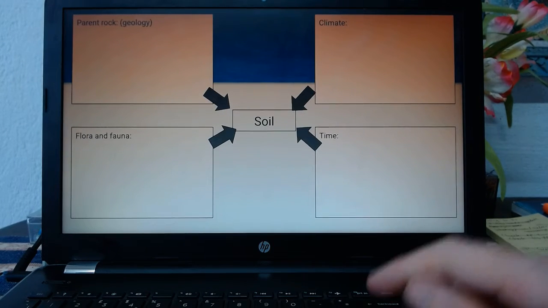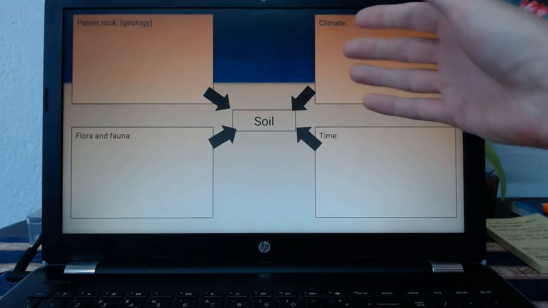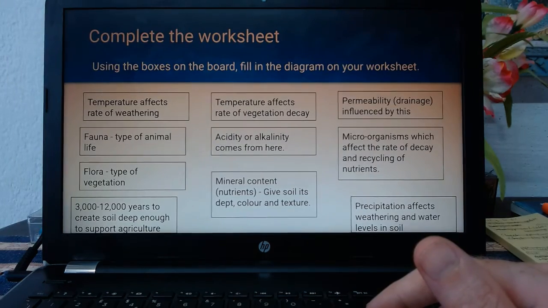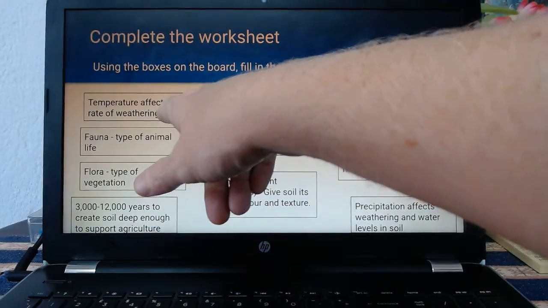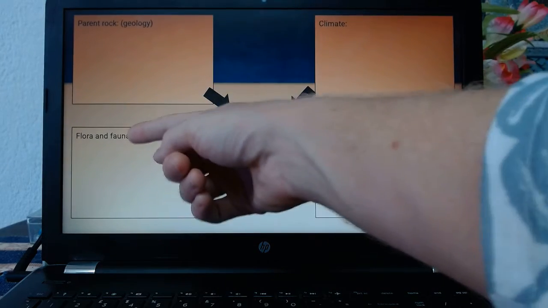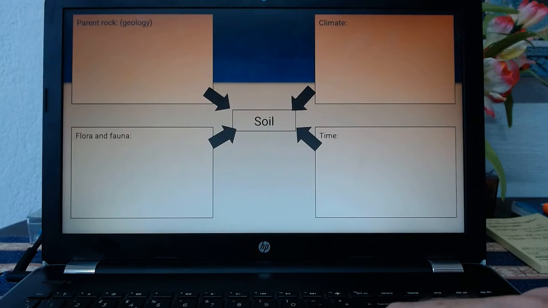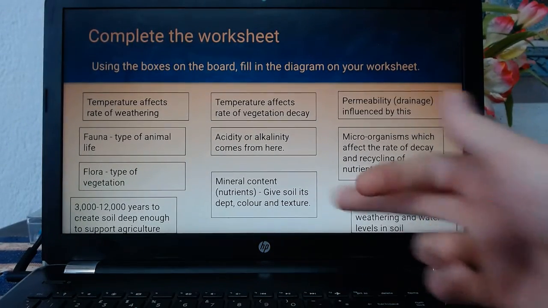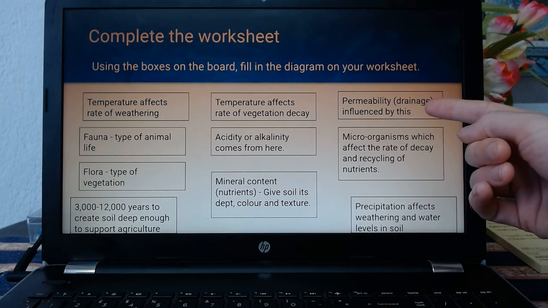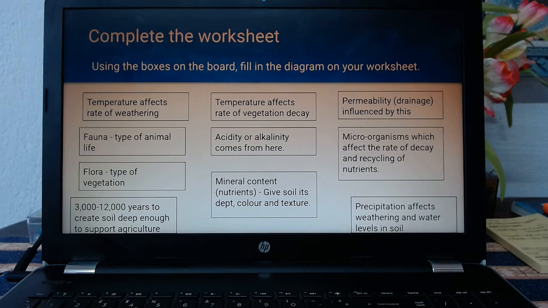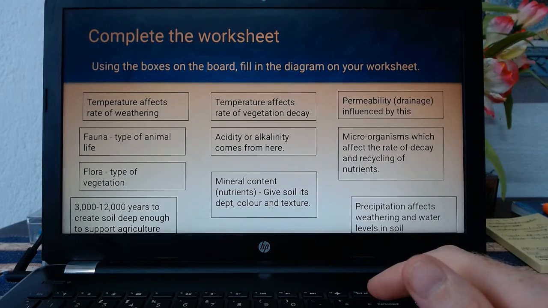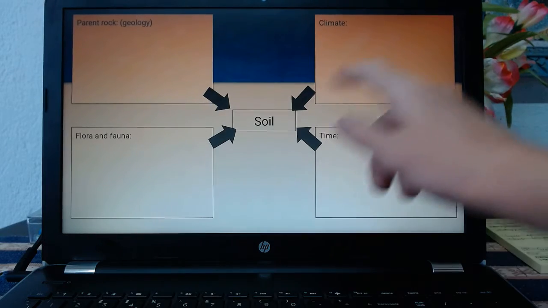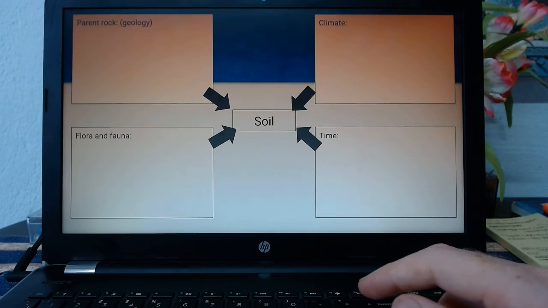It's very straightforward. There's one for time and 3 factors for each of these. Okay, let's try and do some of the first ones. Temperature affects rate of weathering. Which of these factors do you think temperature is included in? Okay, it's probably going to be climate. Permeability, the drainage, influenced by this. Okay, so where does permeability come in? Okay, is it going to be plants and animals? No, not climate. More than likely going to be our parent rock.